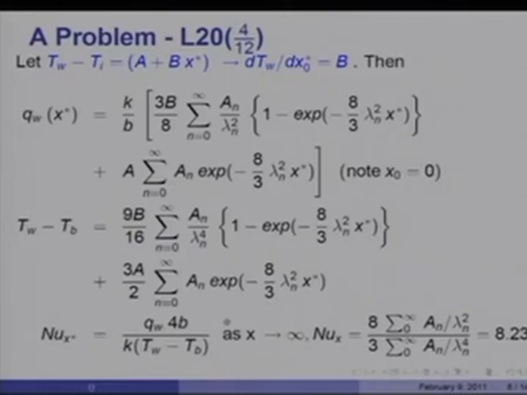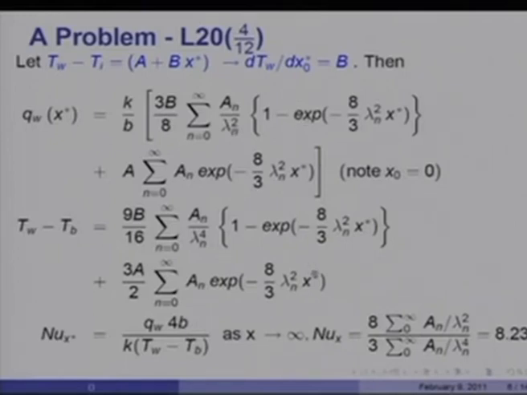But notice one thing, that as x tends to infinity, you will see that term will go to 0. So, therefore, T wall minus T bulk would be simply 9 b by 16 sum n equal to 0 to infinity a n by lambda n 4, and likewise q wall x star would be simply the a n by lambda n square, this term going to 0 and this term equal to 0.